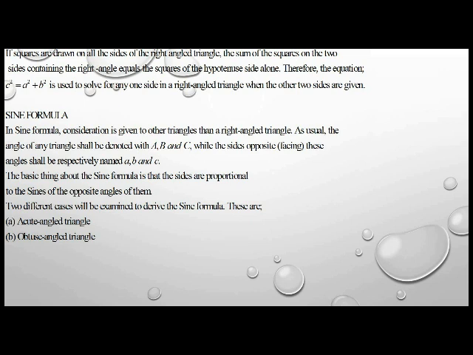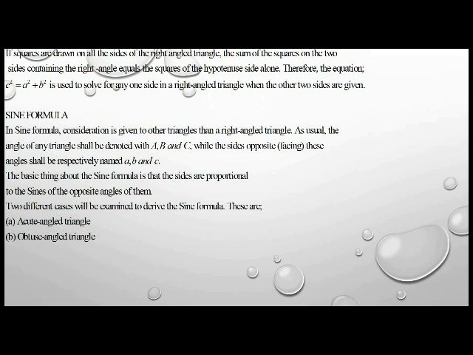So as usual, the angle of any triangle shall be denoted with capital letters, and the side opposite, facing each angle, shall be respectively named side A, side B, and side C. The basic thing about the sine formula is that the sides are proportional to the sines of the opposite angles. To derive the sine formula, we normally look at two different cases, and these will be examined.